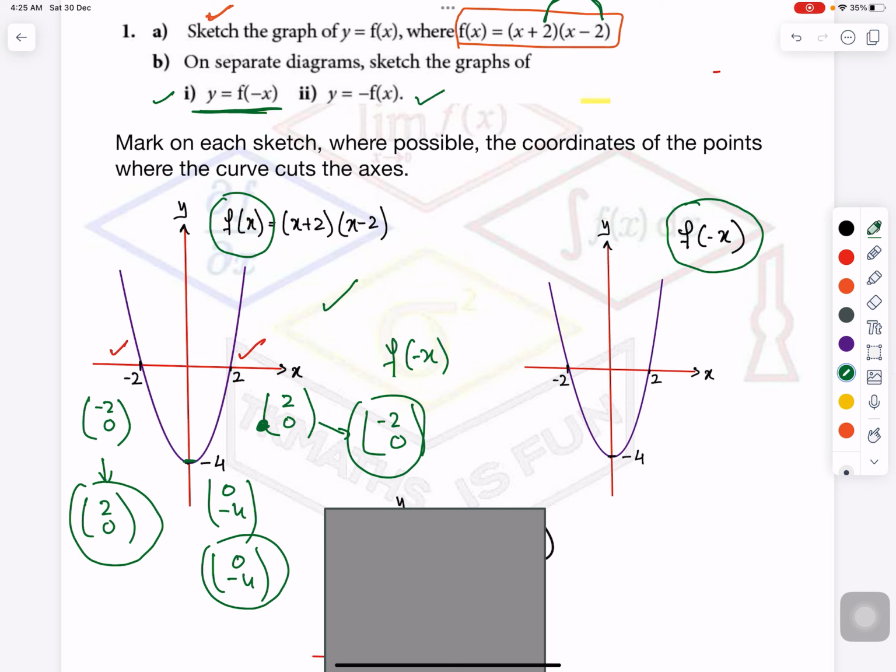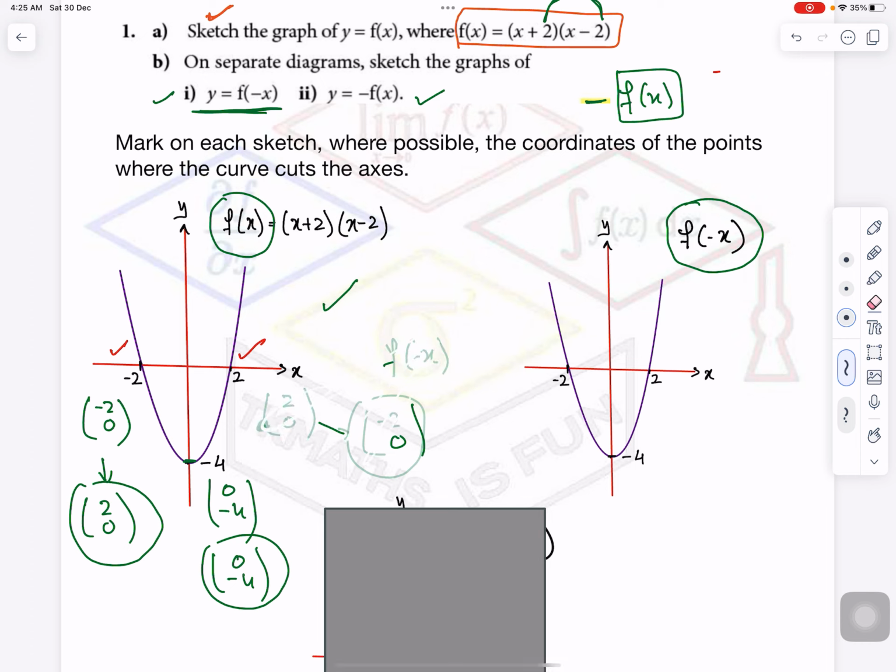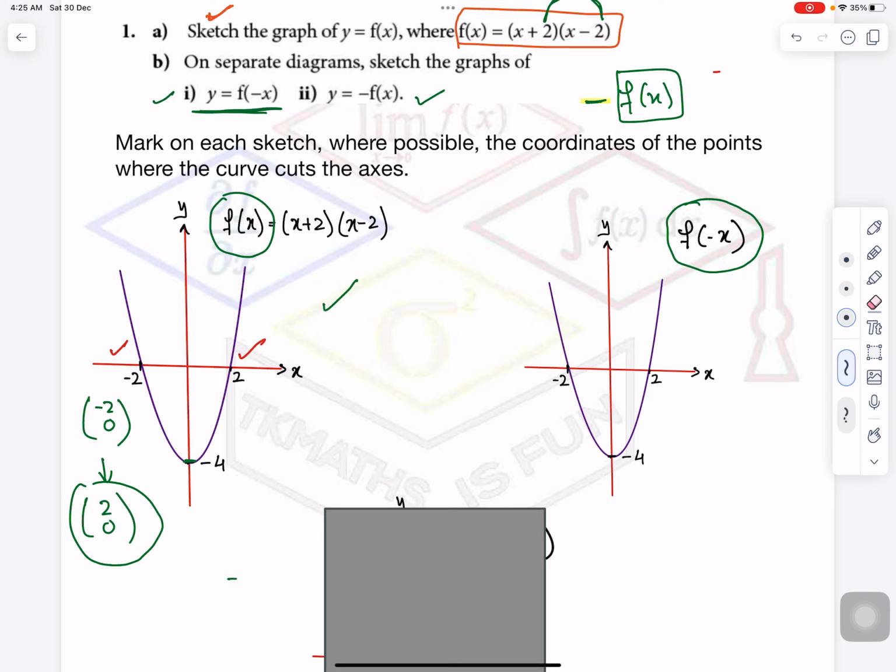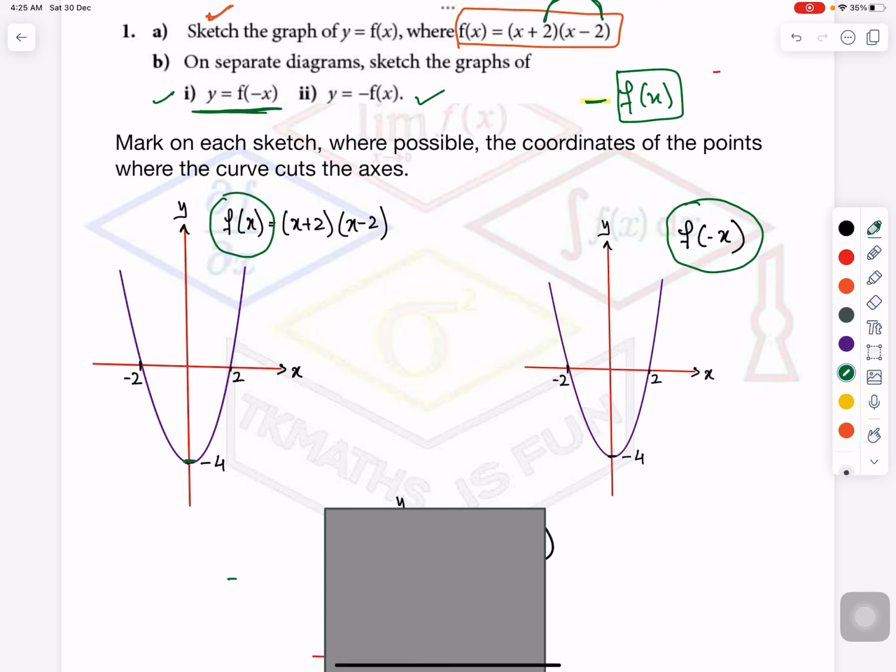Now let's see the last case, number 2. Y is equals to minus f of x. Now when it is minus f of x, it simply means your y values are changing. They are multiplying by minus 1. So let me erase this to make it clear. Because my original graph is f of x, all the operations will be happening on it. So now if you see y is equals to minus f of x, your y coordinates are changing. So this coordinate is minus 2, 0. This is 2, 0. This is 0, minus 4.